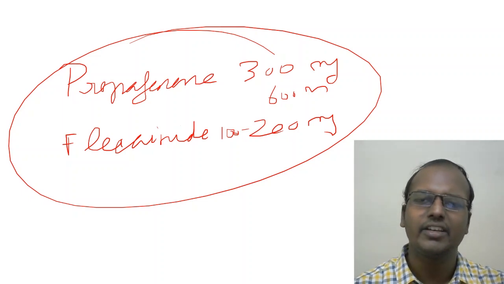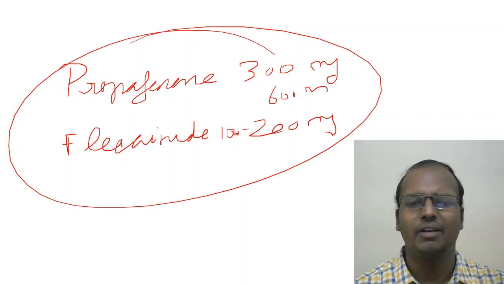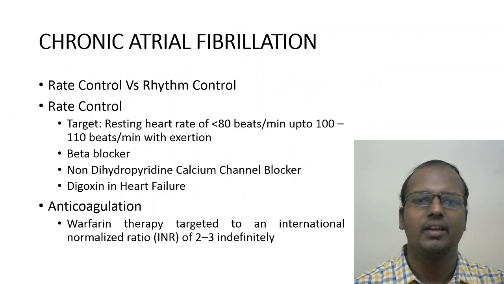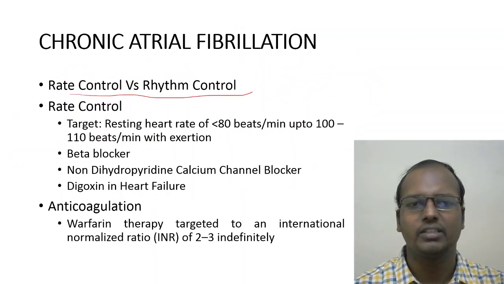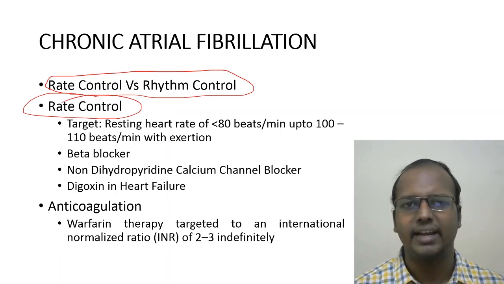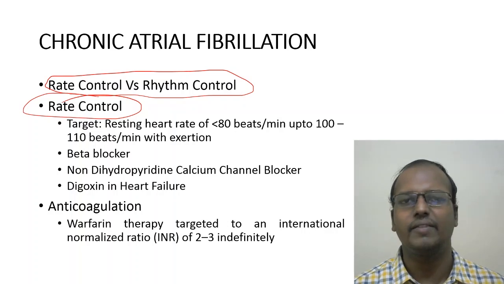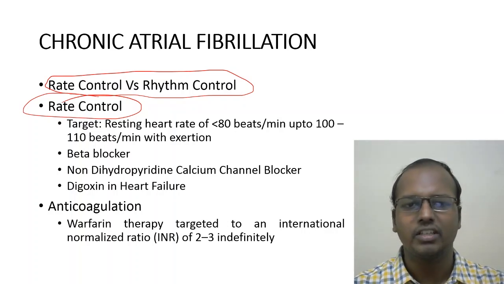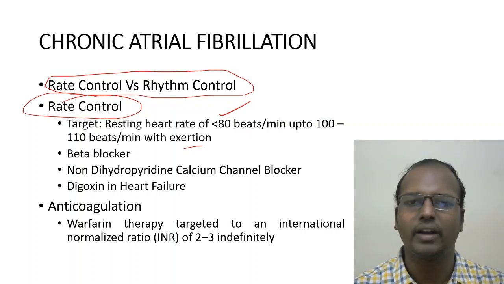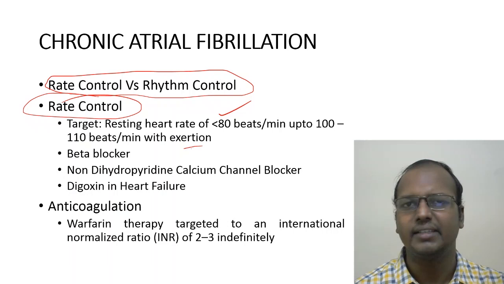Okay, if the patient has chronic atrial fibrillation, like I am having this for the past few years, then what is the best strategy? Rate control versus rhythm control. There are trials indicating that rate control is enough, no need to go for aggressive rhythm control. That means no need to cardiovert him to sinus rhythm, just rate control itself has good outcome. So what is the target heart rate you have to control? Resting heart rate of less than 80 or up to 100 to 110 with exertion. Not with heavy exertion, but like walking or climbing stairs, then the rate should be less than 110.